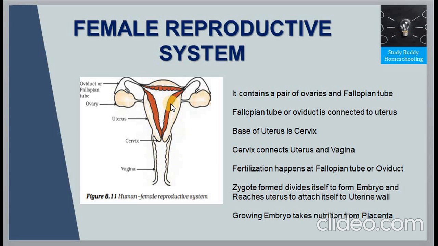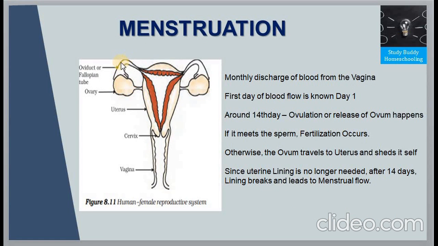In case the sperm does not come and fertilization does not happen, what happens? Let's see that. If the ovum is released, it waits there for a day or two and the sperms don't come in. The ovum travels to the uterus and disintegrates. Blood shedding happens in females every month. This process of monthly shedding of blood from the vagina is known as menstruation. It is also known as periods.